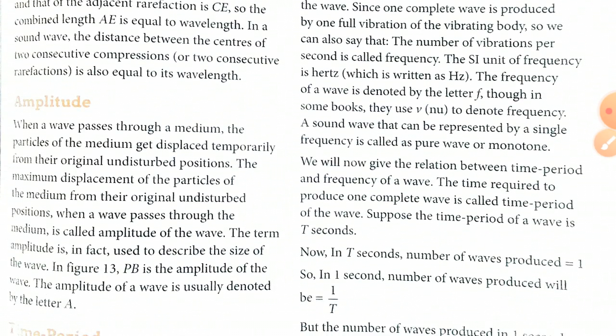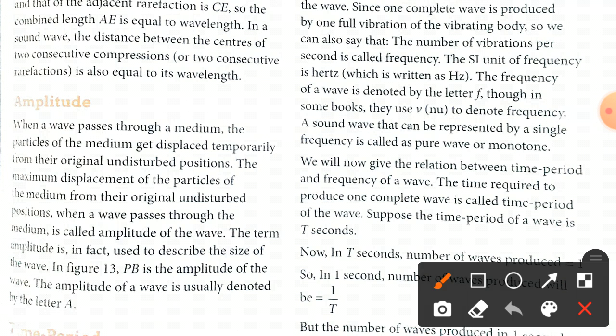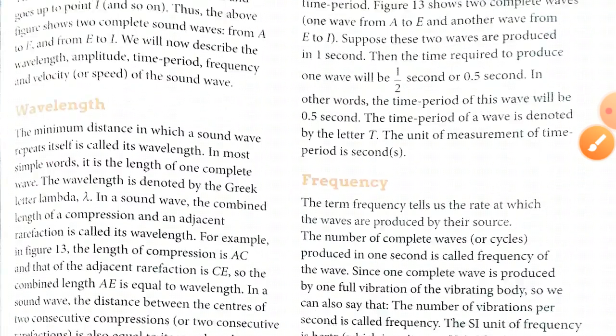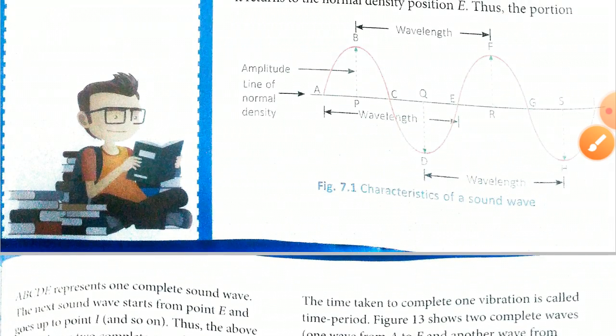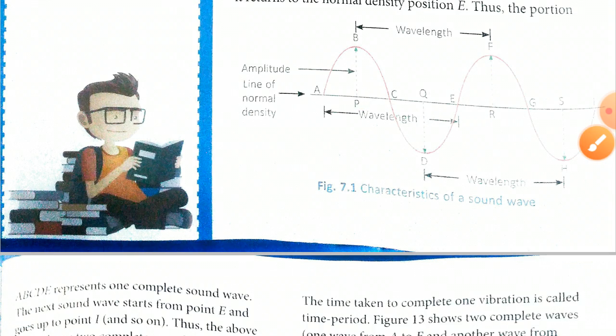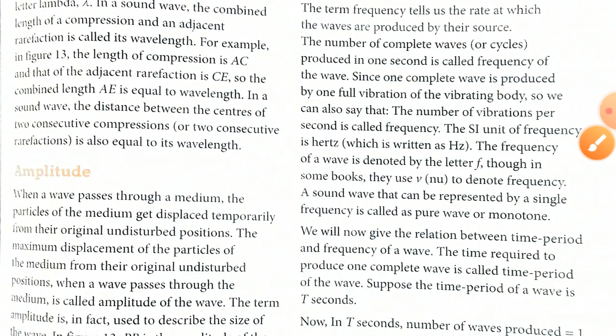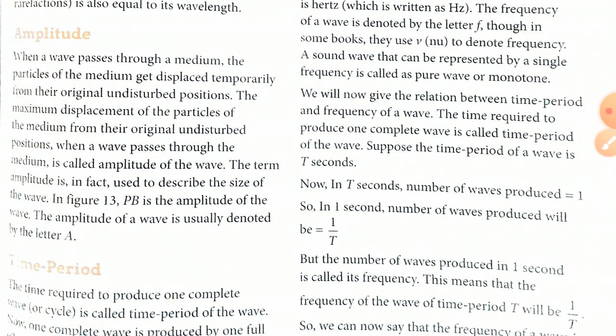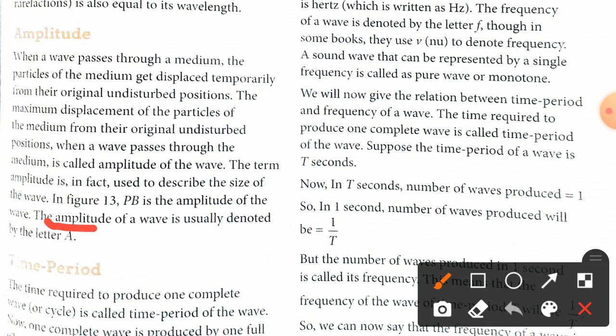The term amplitude is in fact used to describe the size of the wave. Fine. PB is the amplitude of the wave. You can see here in this figure, P to B, this one. I told you this is the amplitude, and in this one, this is also called amplitude. Clear? P is the amplitude of the wave. The amplitude of the wave is usually denoted by letter small a or capital A. I hope it is clear.